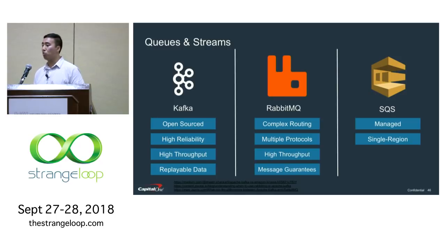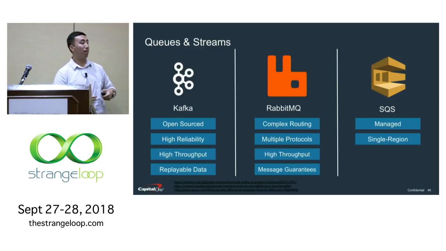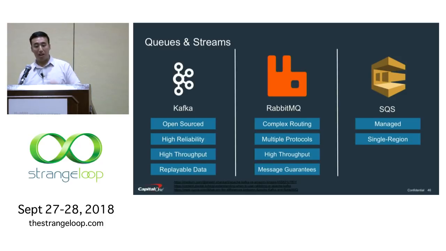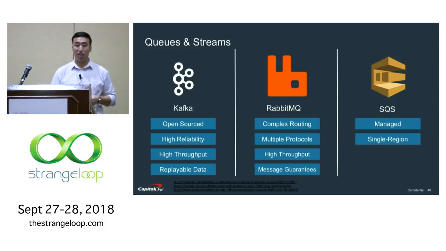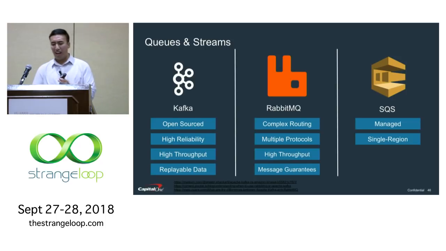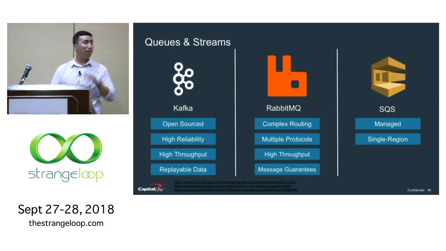Kafka follows a smart consumer and dumb broker model, which is the exact opposite of what RabbitMQ has to offer. They follow a smart broker and dumb consumer model, which means that you can develop very complex topological schemes for routing your messages. RabbitMQ does support multiple types of protocols if that's something you need, and then they have very well-defined consistency rules.